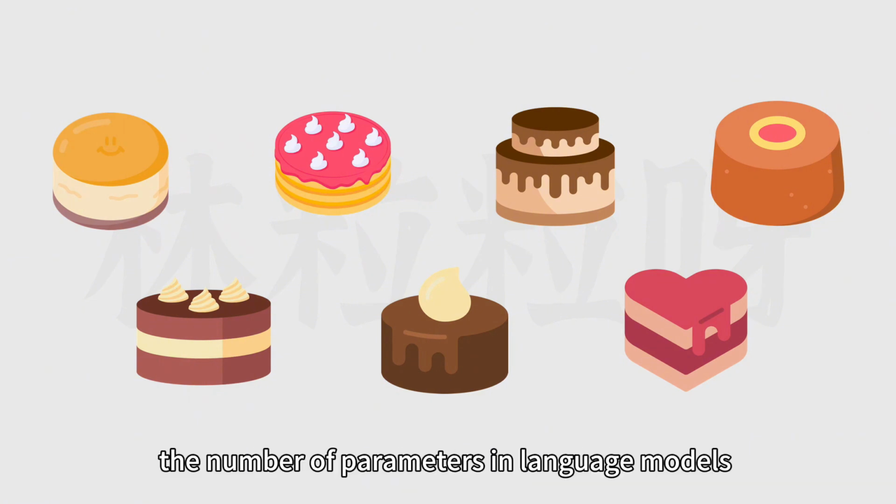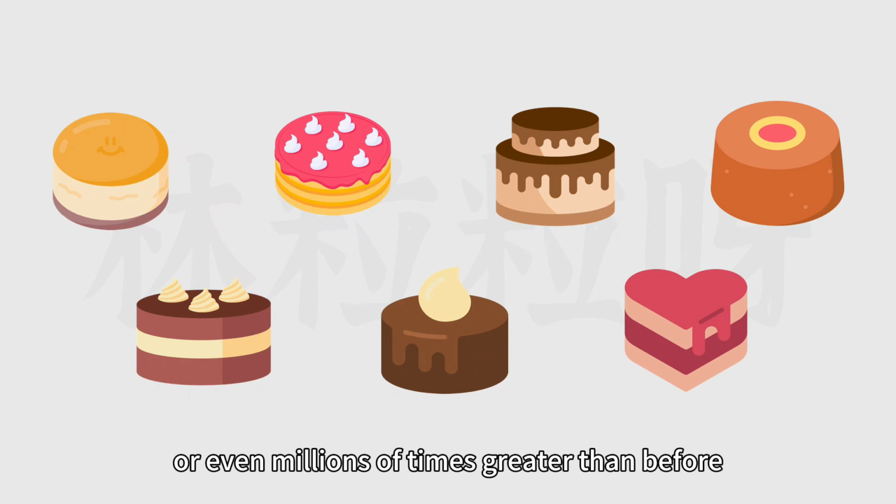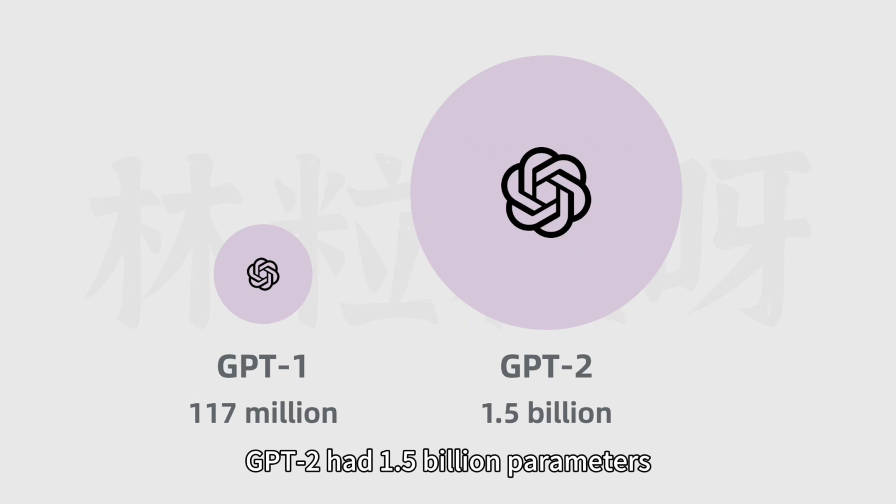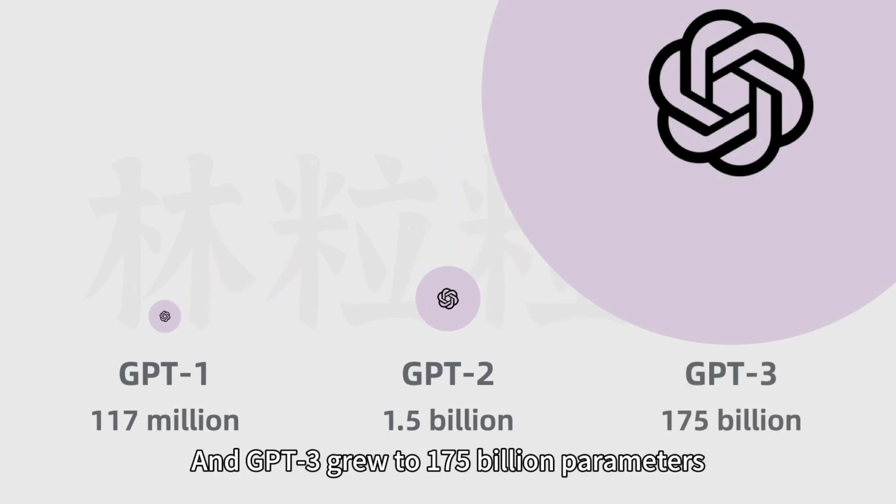So today, the number of parameters in language models can be tens of thousands or even millions of times greater than before. Take OpenAI's first large model, GPT-1, as an example. It had 117 million parameters. GPT-2 had 1.5 billion parameters, and GPT-3 grew to 175 billion parameters.